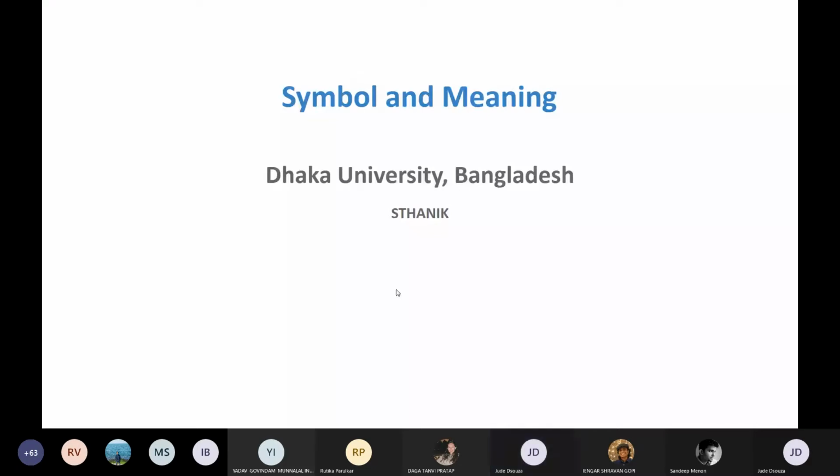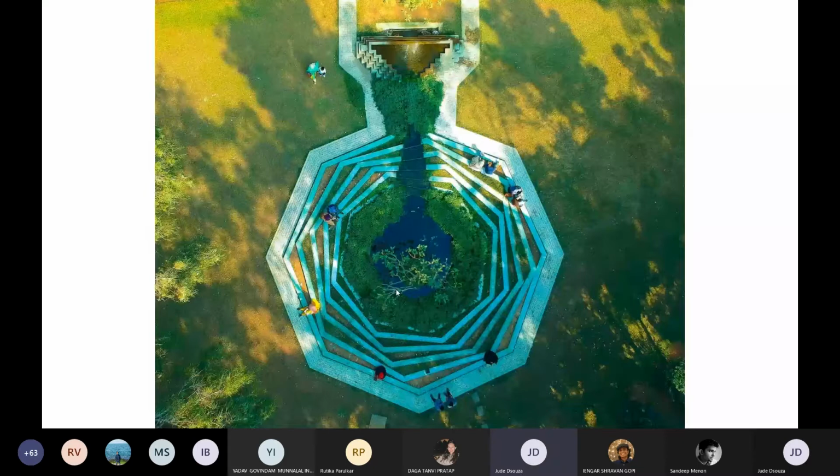So this is an aerial shot of the intervention. It's within a larger campus, and this is an octagon, which is placed in the middle of that campus. This is the intervention with a symbolic tree, which is sitting within the water. That's the plumeria, I think. Sandeep and others could correct me once you see the image if it's wrong.